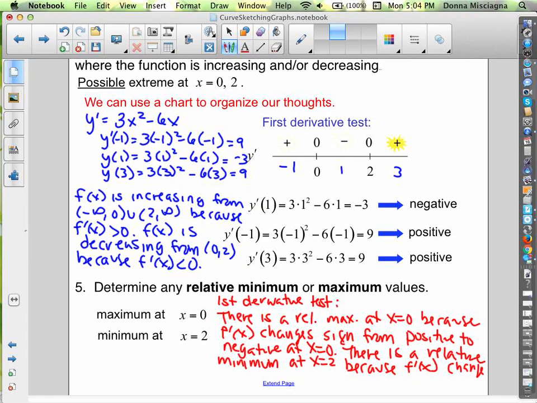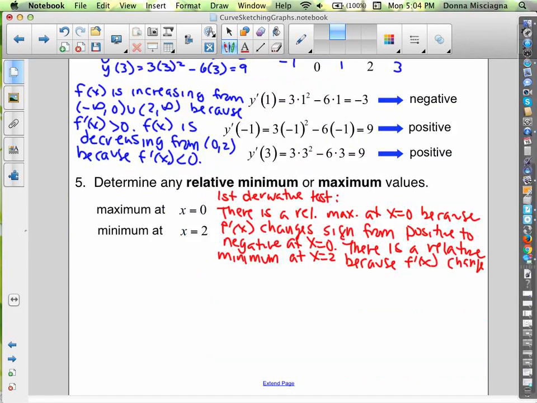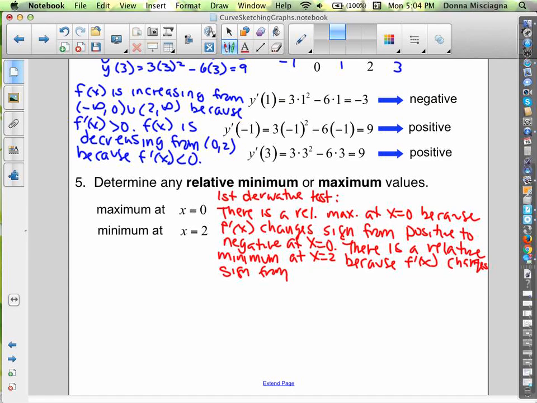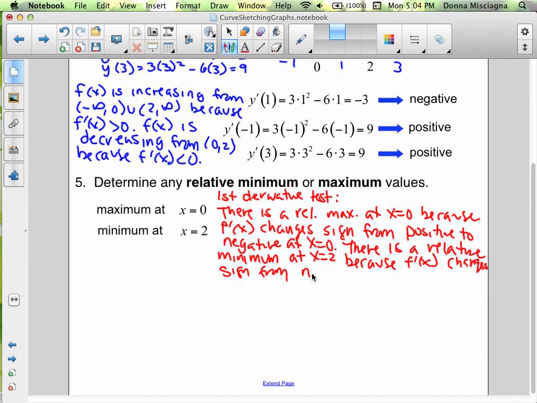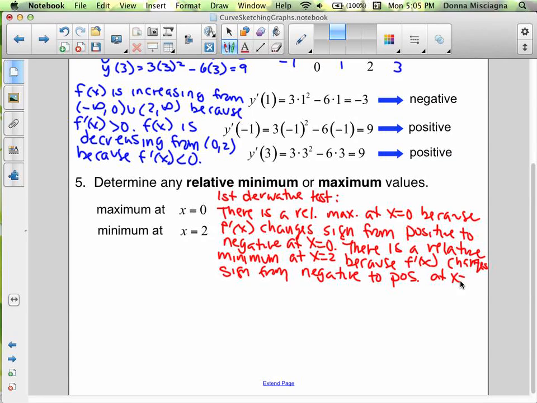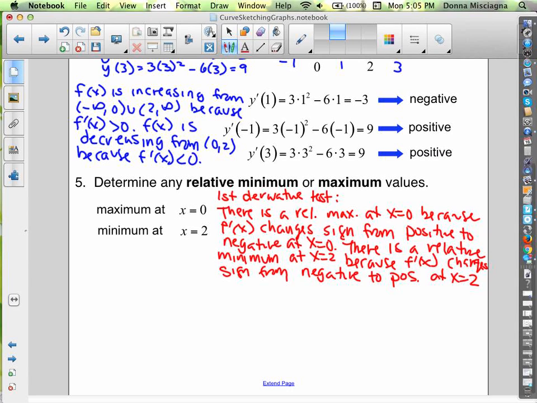Oh, no, can't find my, can I reach it? There you go. Changes, that's a G, not a Q. Changes sign from negative to positive at x equals 2, a relative minimum. That would be using the first derivative test.